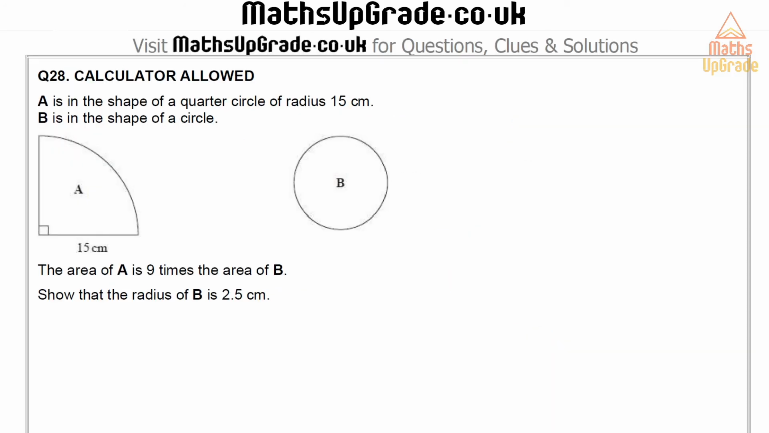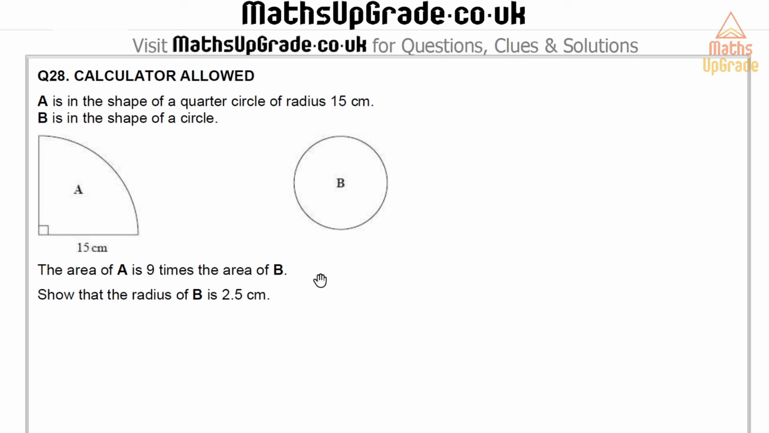So in this question here, I'm given a quarter circle of radius 15 centimeters. I'm also given another circle here, shape B, and I'm told that the area of A is 9 times the area of B. Show that the radius of B is 2.5 centimeters, and this question is worth 3 marks.